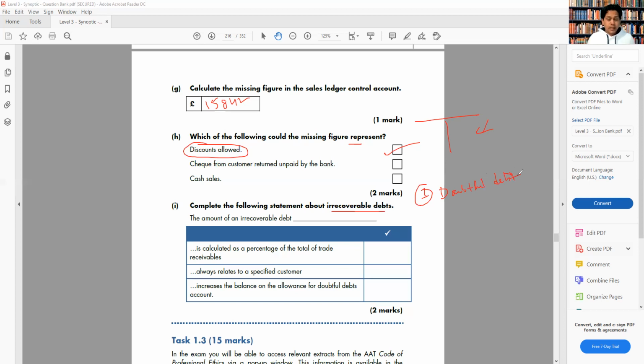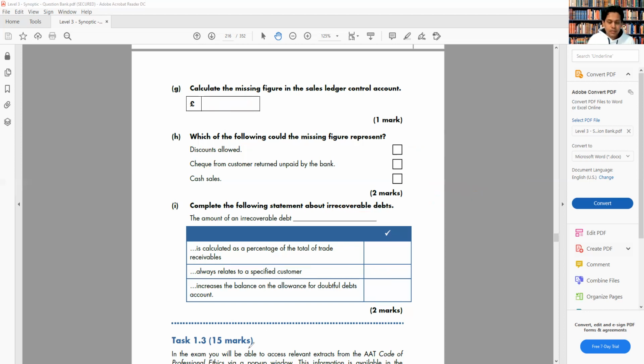Doubtful debt means you still have doubt whether the customer can pay you or not. But irrecoverable debt means you are 100% sure that the customer cannot pay you. If you're 100% sure the customer cannot pay you, that means you know this customer, isn't it? For example, if I have 100 customers, but two customers I'm sure cannot pay, that means I know these two customers. So irrecoverable debt is always related to a specific customer. I already know who this customer is who cannot pay me. That will tell me basically the irrecoverable debt.